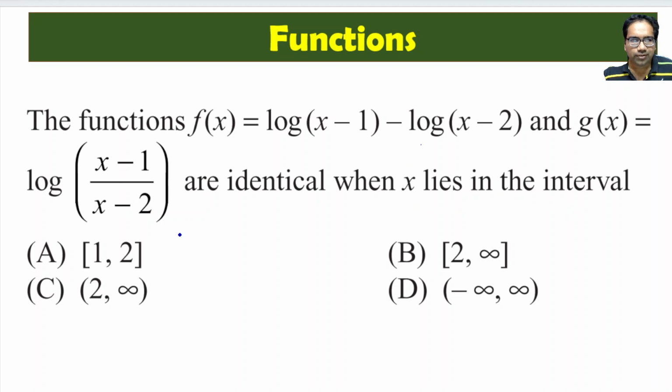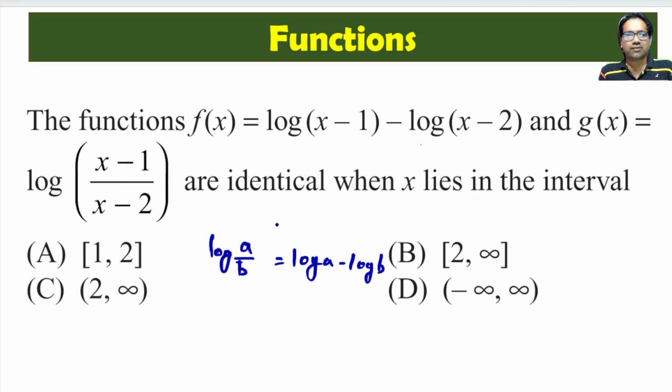So we know log of a by b is equal to log a minus log b. We know this very basic formula. But the thing to note here is a and b should be positive. Why? Because if a or b is negative, then log of a or log of b is not defined. Log is defined only for positive numbers. It is not defined for zero or for negative numbers. So if one of them is negative or zero, this expression becomes meaningless.